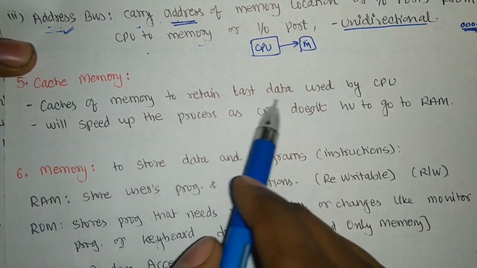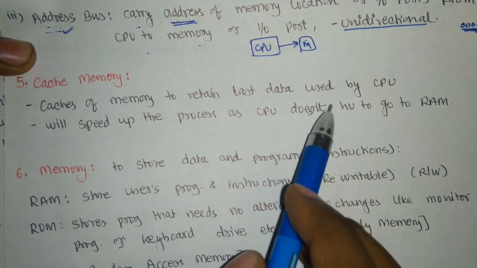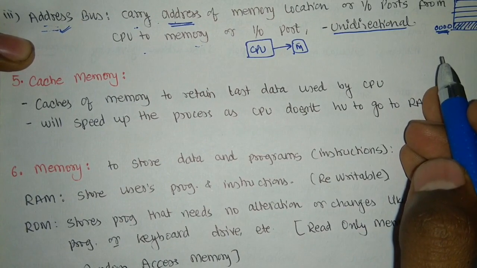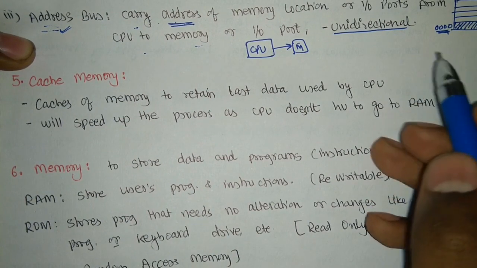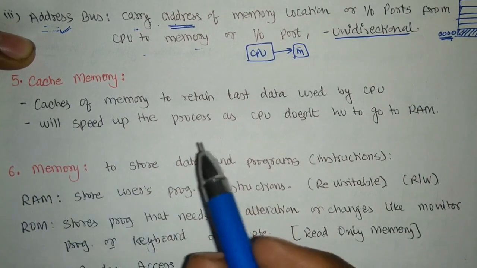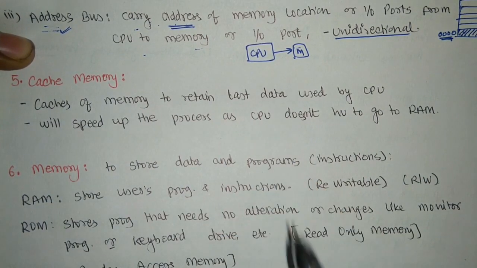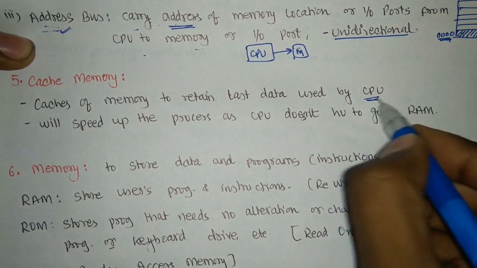Next that we talk about is our cache memory. It is basically the cache of memory to retain the last data used by the CPU, and that is also temporary in nature. When we discussed registers, they usually store the cache memory, so that is a temporary memory. If, let's say, we are executing some instruction, or we are using some data again and again, every time my CPU needs to go to the RAM and collect the data.